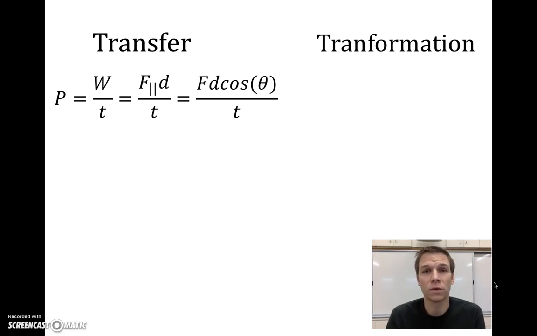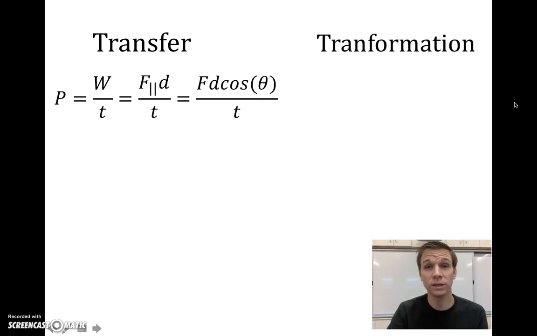Or we can also think of the work being done as the force times the displacement times cosine of the angle between them. And this theta is the angle between the force vector and the displacement vector. And then that would give you the work. And then you just divide it by the time. How long did it take to do that work? And that gives you power.